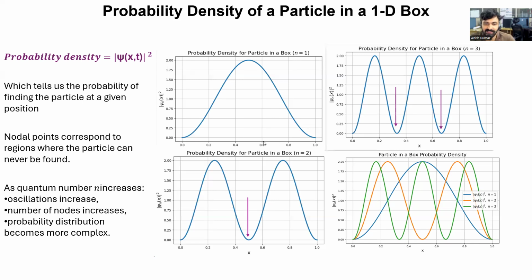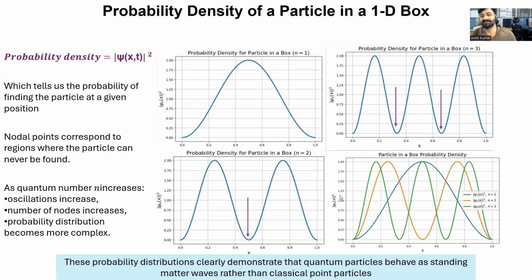As the quantum number increases, as I have told you, the oscillation is increasing, the number of nodes is increasing, and then the probability distribution becomes more complex, right? Here you can see it was very simple, very easy. Again, it becomes more and more complex if we go for higher values of n. So this tells you that the probability distribution clearly demonstrates that the quantum particle behaves as a standing matter wave rather than a classical point particle.